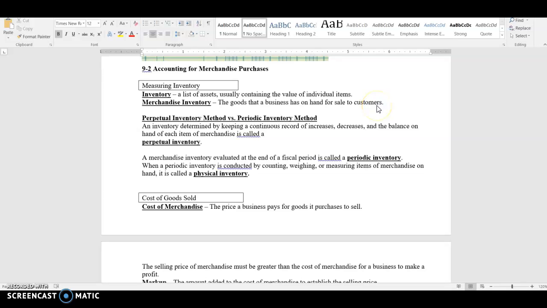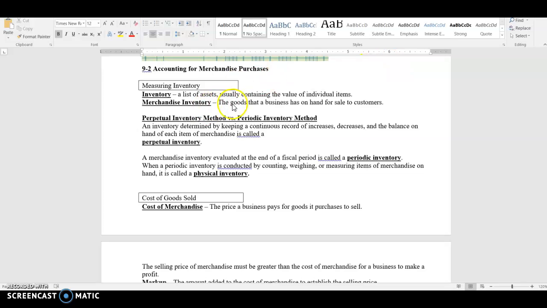This video is going to take us through the 9-2 section of Chapter 9, and we're going to learn about accounting for merchandising purchases. So again, more terms that we need to know, starting with inventory and merchandise inventory. If you own a store, you have inventory, the purchases of the merchandise that you're going to sell to your customers.